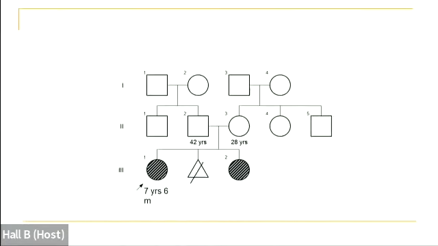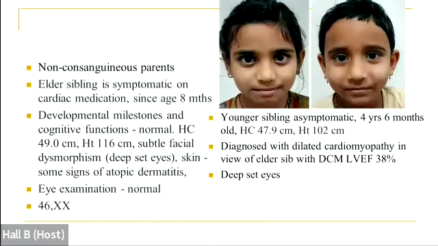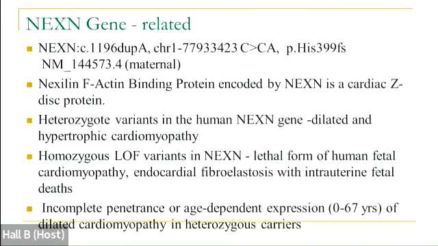doing well on ERT. And the last, siblings with NEXN gene mutations, indicating the mother is the carrier for this mutation, indicating incomplete penetrance, or it could be an age-dependent expression, which ranges from 0 to 67 years.